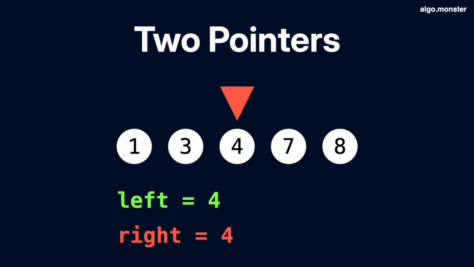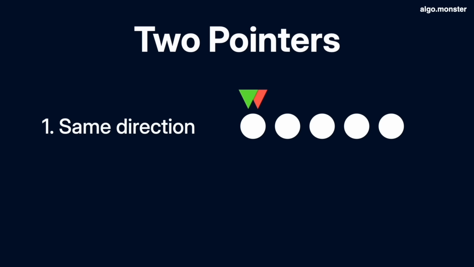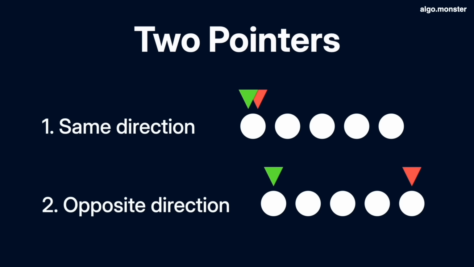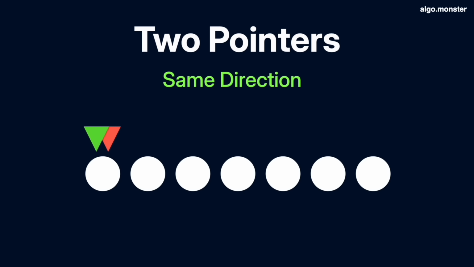There are two major types of the two-pointer technique. Both pointers move in the same direction, and pointers move towards each other from opposite ends. Let's break each one down. The same direction pattern usually shows up when you're doing a single pass over the data. But you need to track a range, not just one element at a time.